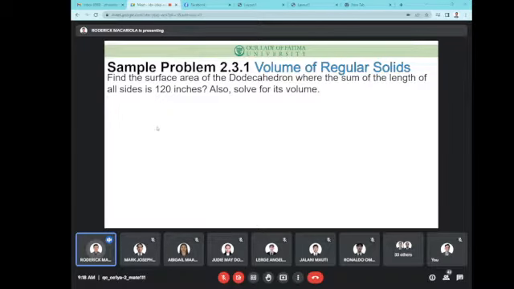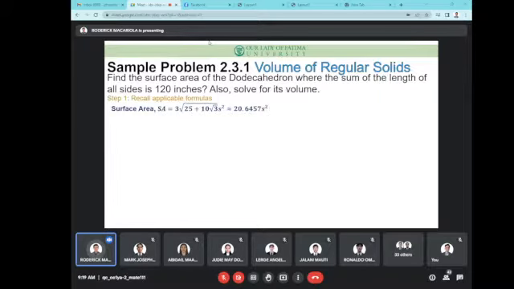Now, unang example involving regular solids. We are to find the surface area of a dodecahedron where the sum of the length of all sides is 120 inches. Also, solve for its volume. Ayan, medyo challenging na. Kasi binigyan niya tayo ng dodecahedron. Pero ang problema, sum ng lahat ng length ng side niya ang binigay sa atin. So medyo stressful kasi dapat alam mo kung ilang sides or edges ang i-consider mo dito sa problem.